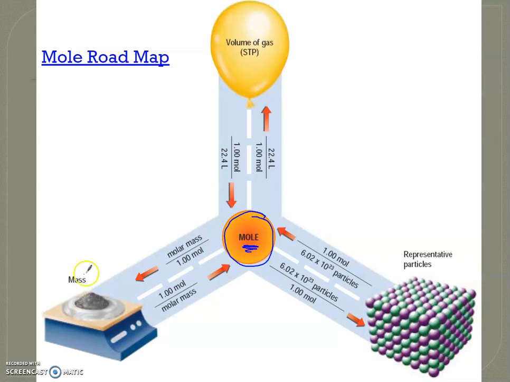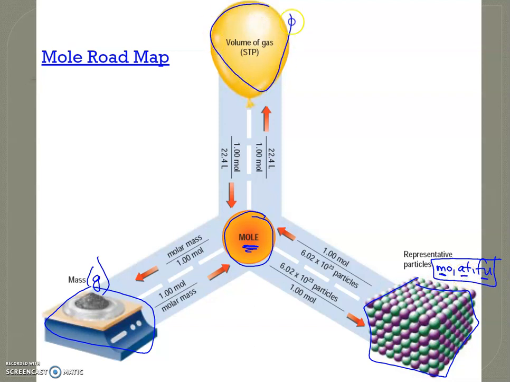And then over here we have the city of Mass. I like to call it the state of Mass, Massachusetts. And that's where we have grams. Over here we have our representative particles, our little itty bitty molecules, atoms, or formula units specific to what you're talking about, whether it be a molecule, an atom, or an ionic compound. And up here you have your volume of your gas in liters at STP, and the upcoming video will show you about that as well.